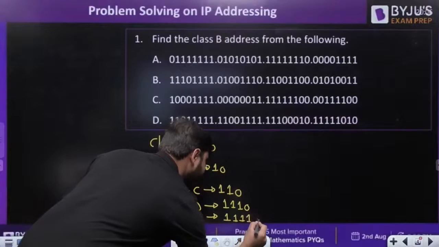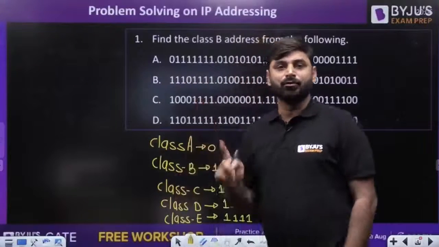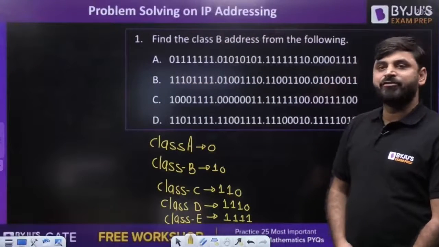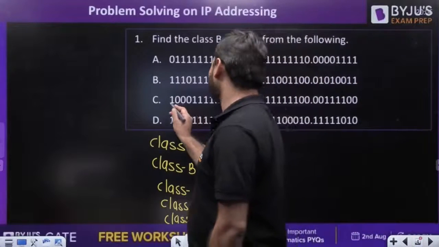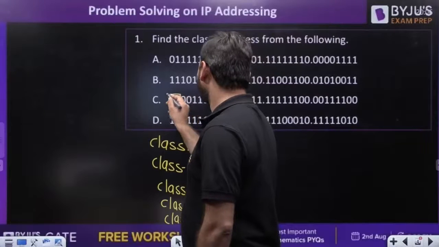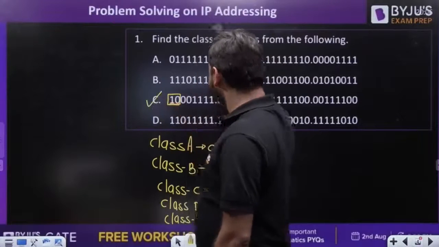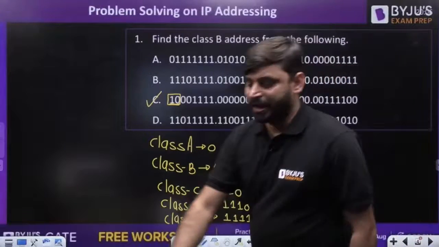So how can we identify whether any IP address belongs to class B? The first 2 bits must be 10. Which option has the first 2 bits 10? This option has the first 2 bits 10, so we can say that this is the class B IP address. Is it clear to everyone, my dear friends?